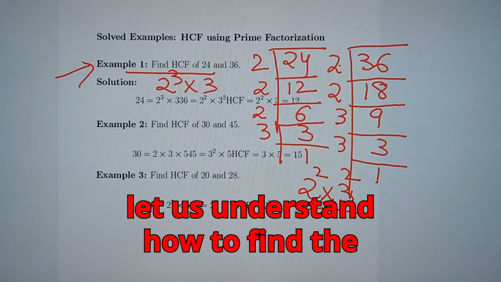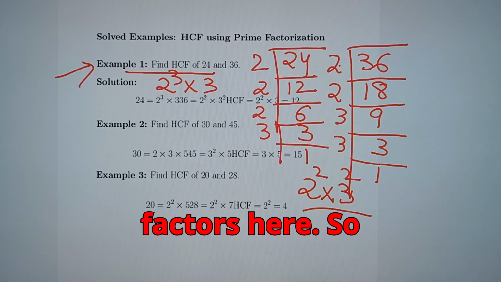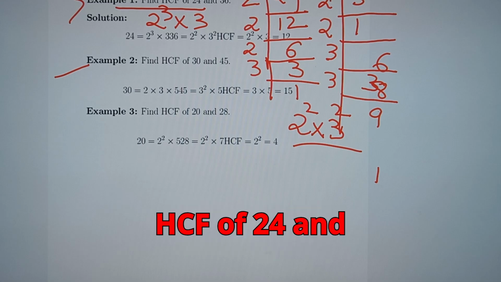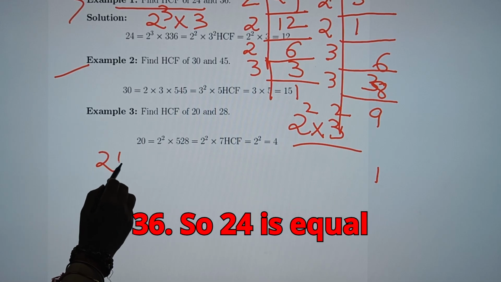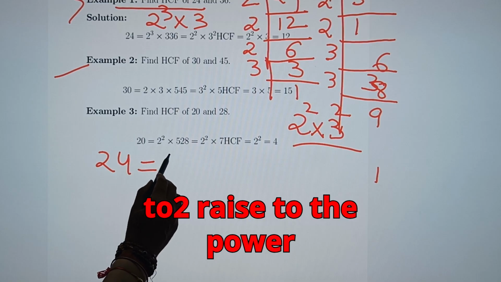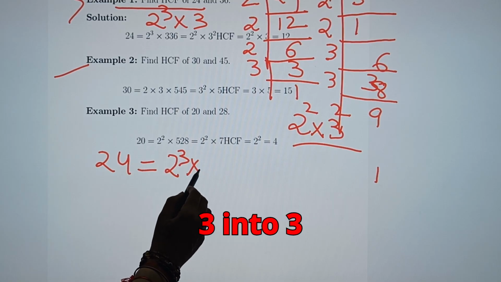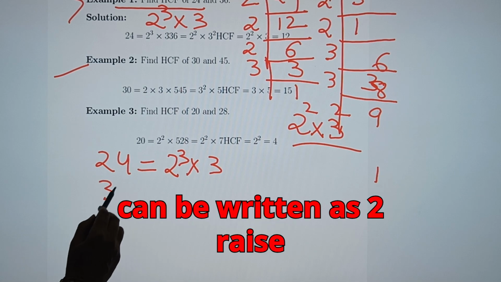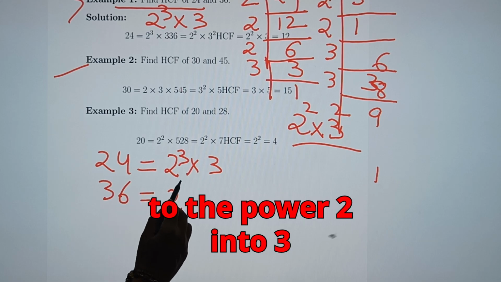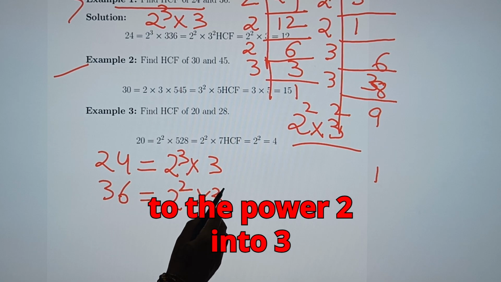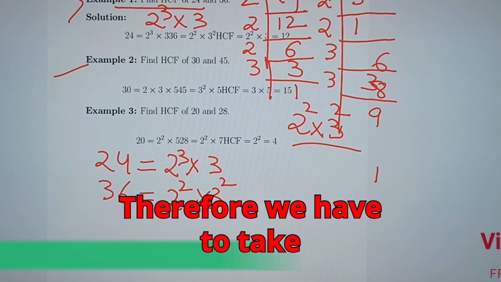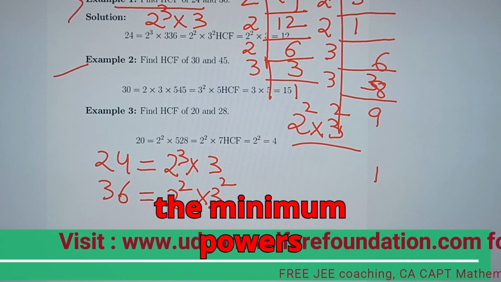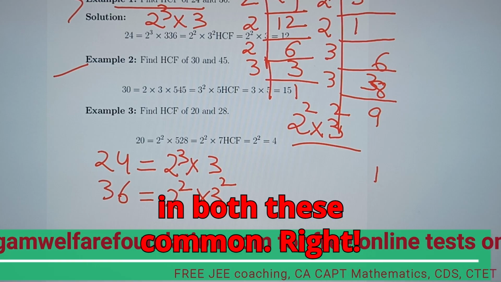Now let us understand how to find the HCF here. So here we are finding the HCF of 24 and 36. So 24 is equal to 2 raised to the power 3 into 3, and 36 can be written as 2 raised to the power 2 into 3 raised to the power 2. Therefore we have to take the minimum powers of the common factors in both, right?